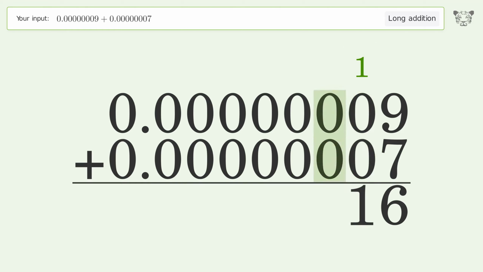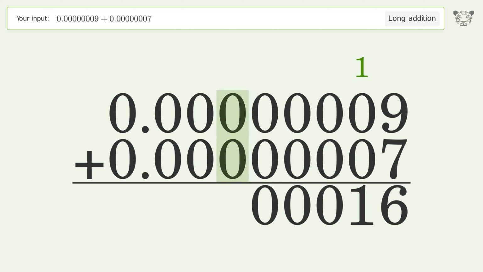0 plus 0, equals 0. 0 plus 0, equals 0. 0 plus 0, equals 0. 0 plus 0, equals 0.